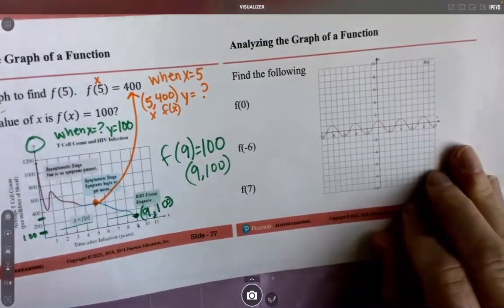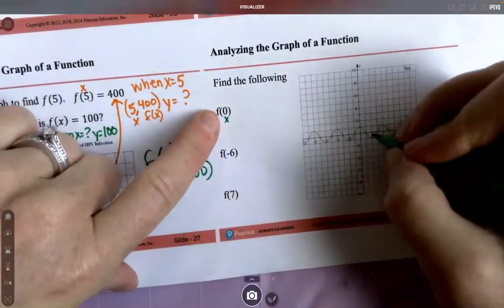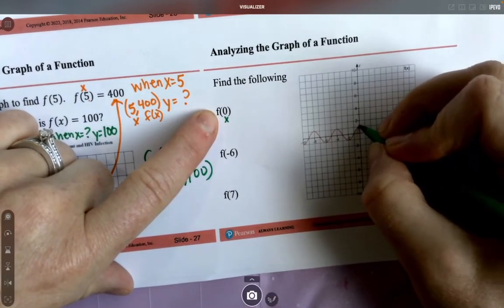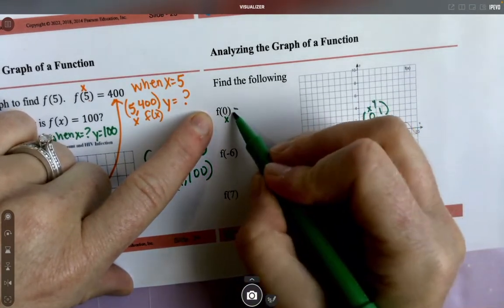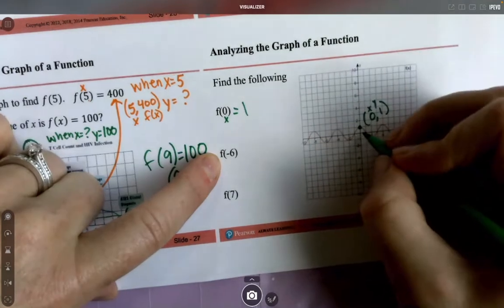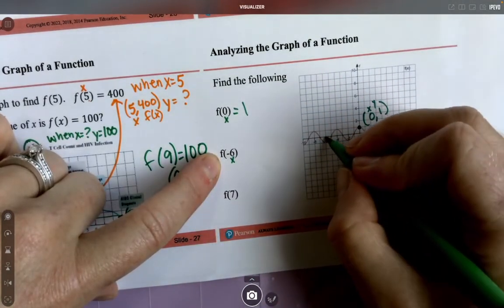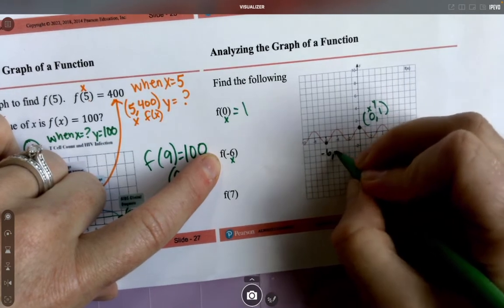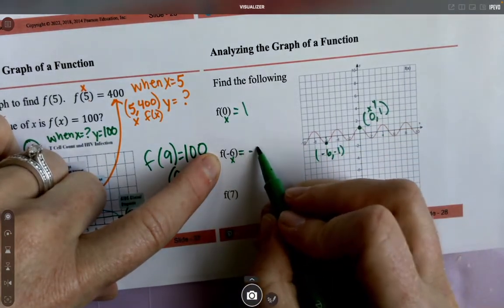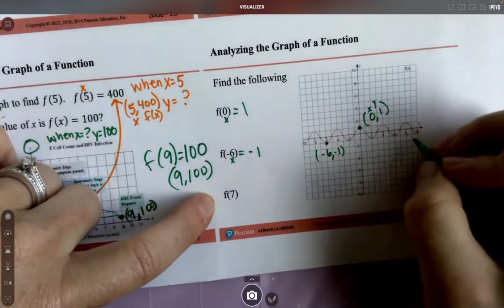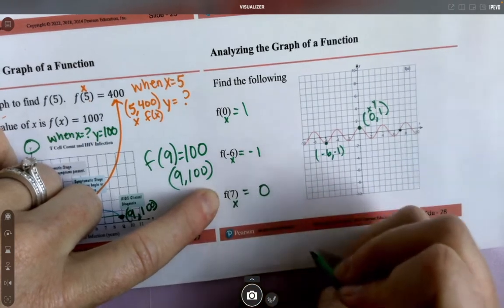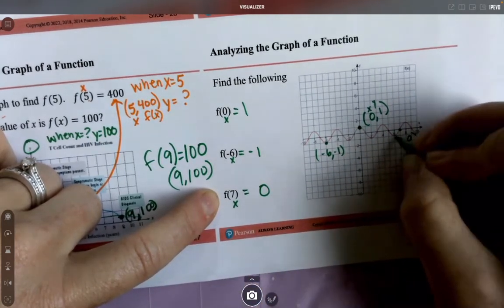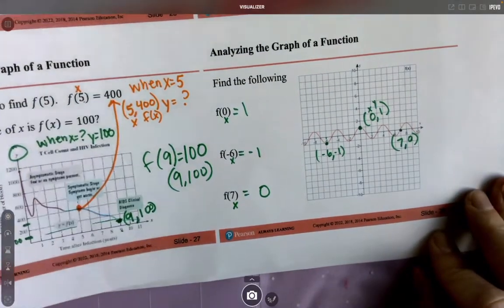Okay, find the following. f of 0. So that means when x is 0, what is y? It's 1. This is 0, 1. x is 0, y is 1. f of negative 6. So that means when x is negative 6, right here, what is y? Negative 6, negative 1. Negative 1. f of 7. Let's go to 7. Looks like it's right here. It's at 0. x is 7. y is 0. So we can look at a graph to find the function values too.